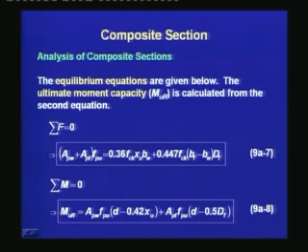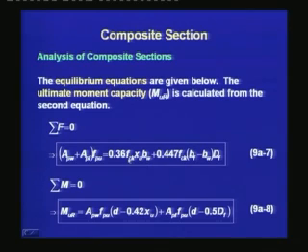The equilibrium equations are given below. The ultimate moment capacity MUR is calculated from the second equation. The first equation is used to calculate XU accurately if you are using the strain compatibility method, and the first equilibrium is the equilibrium of the axial forces. This equation is (APW plus APF) times FPU, which is the total tension, is equal to the two compressions, which is 0.36 FCK times XU times BW plus 0.447 FCK times (BF minus BW) times DF. This is the first equilibrium equation of the axial forces.